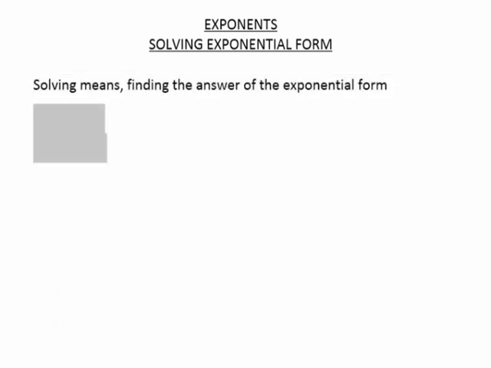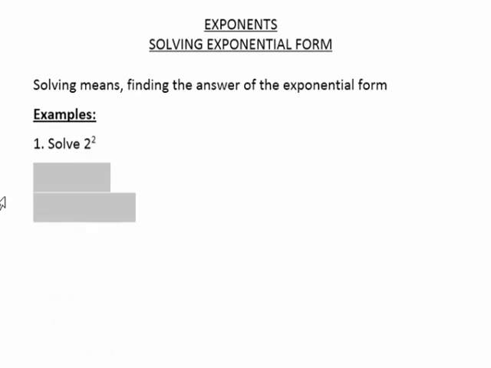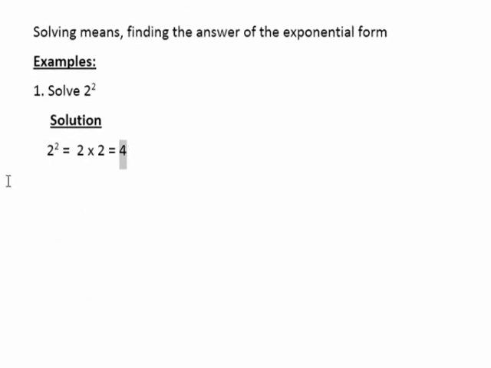Let's see example number 1 here. Solve 2 squared. We all know that 2 squared can be expanded as follows. 2 squared means 2 times 2, and 2 times 2, the answer is 4. So this is how we solve. We expand 2 squared, which is 2 times 2, and we give the answer 4. Therefore 2 squared is equal to 4.